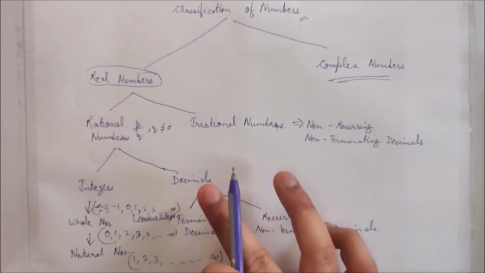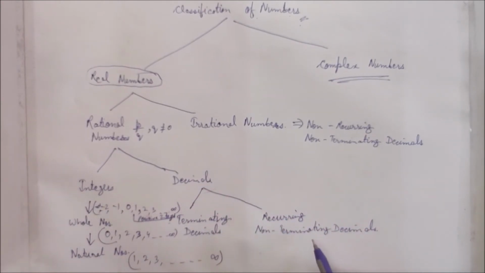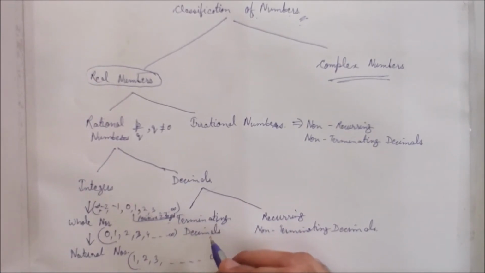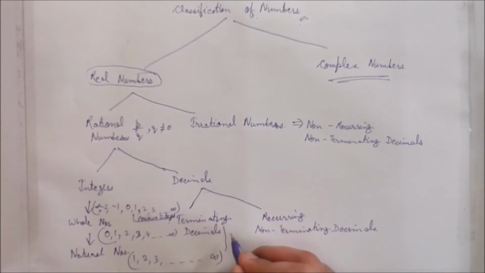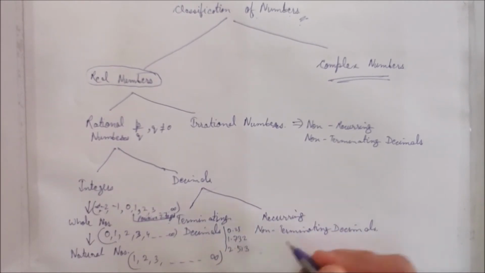Now going to the second branch of rational numbers, it's decimals. Decimals have two parts: terminating decimals and recurring non-terminating decimals. Terminating decimals, as the word says, will terminate, will come to an end. Suppose 0.25, 1.732, 2.513. They're all terminating decimals because they end after this number. They end. So this is a terminating decimal.